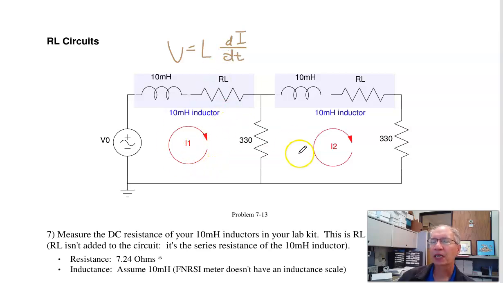So doing that, call that I1, I2. I can find the initial currents. To do that, I first have to find out what is RL. On your inductors, that's built in.